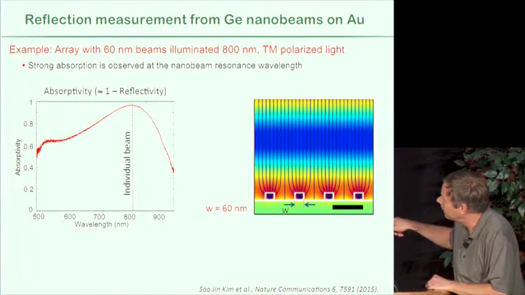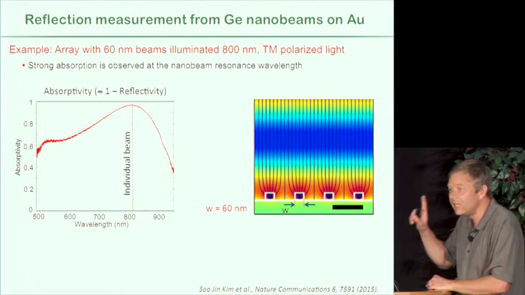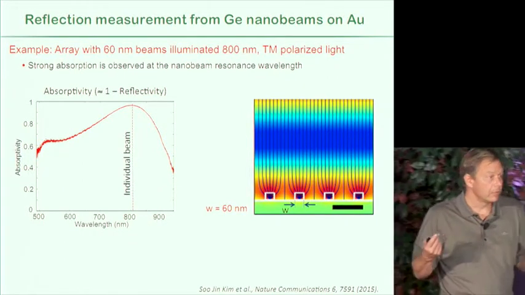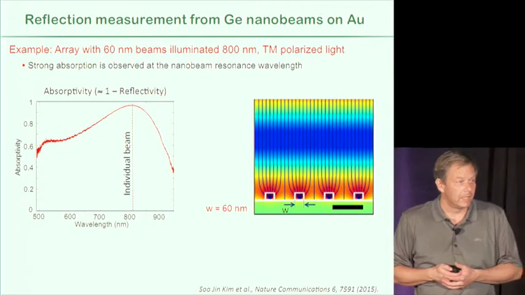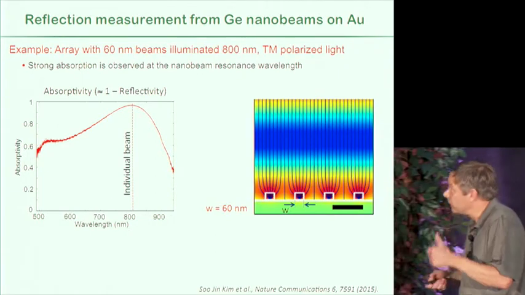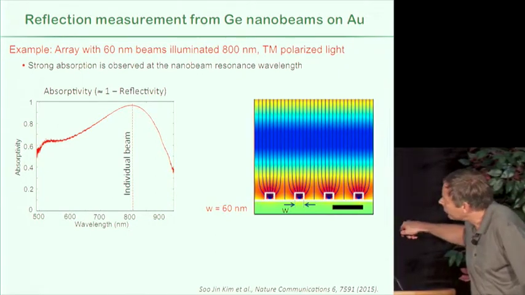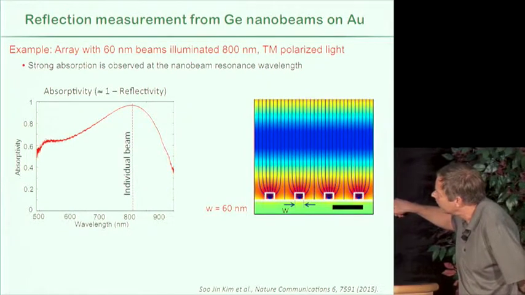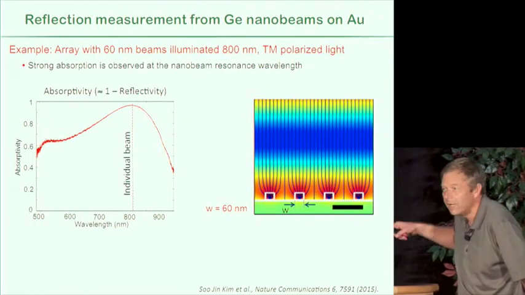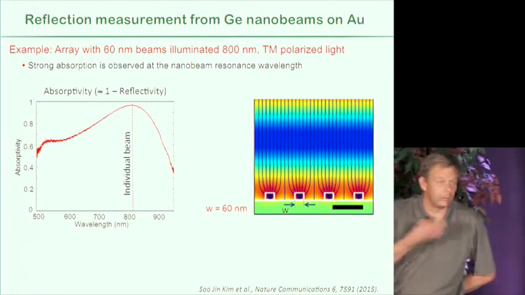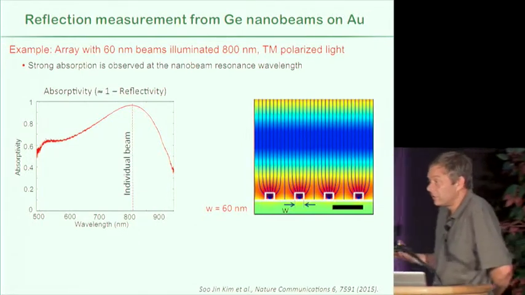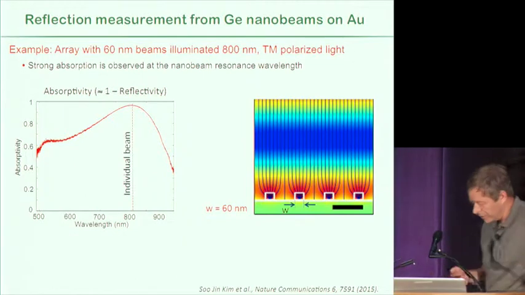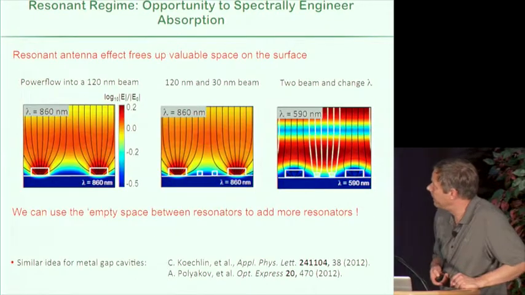And interestingly, the peak of the absorption is exactly determined here. This vertical line is where an individual beam without neighbors would absorb most strongly. So because we know that this metamaterial consisting of many sub-wavelength beams shows strong absorption exactly at the resonance of the individual beam, we can use all of our knowledge that we developed of understanding the resonances in individual beams to try and make more complex metamaterials.